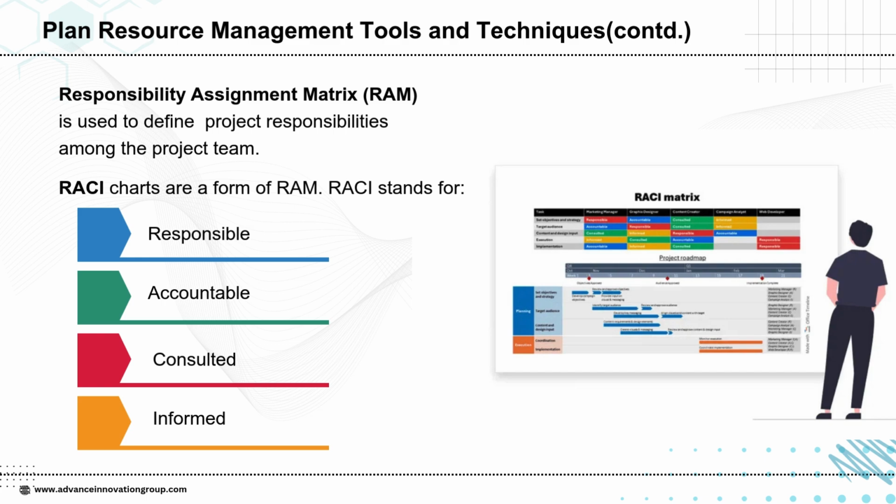One popular form of RAM is the RACI chart, which further clarifies responsibilities by categorizing them into 4 types: responsible, the person who performs the work; accountable, the person who ensures the task is completed correctly; consulted, those whose input is required; and informed, those who need to be kept updated on progress. Using RAM and RACI charts allows project managers to establish clear ownership for each task, streamline communication, and maintain alignment across the team and stakeholders.